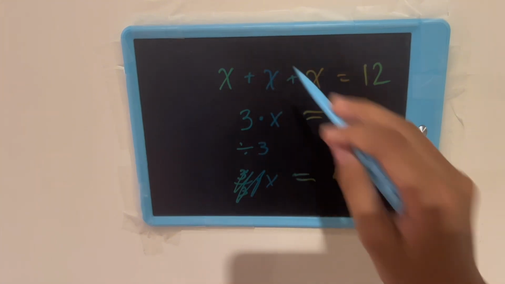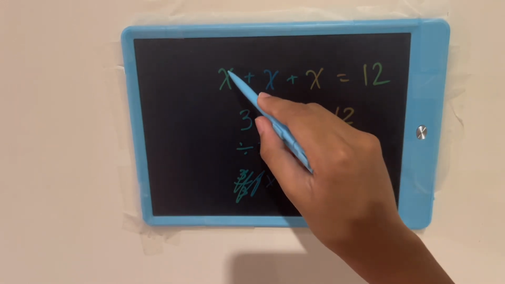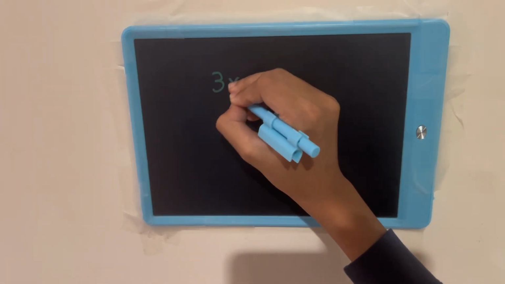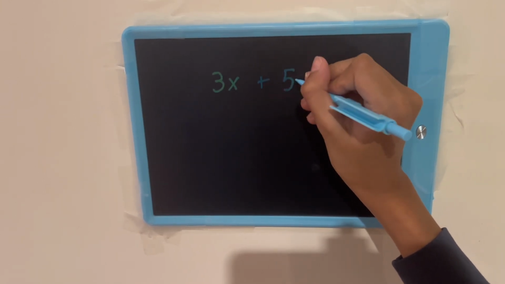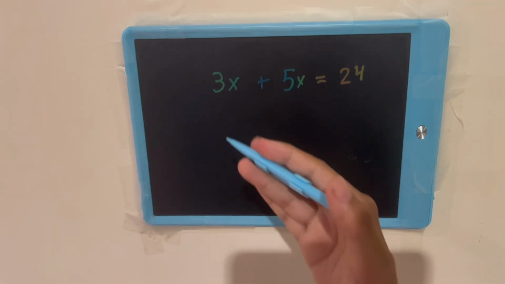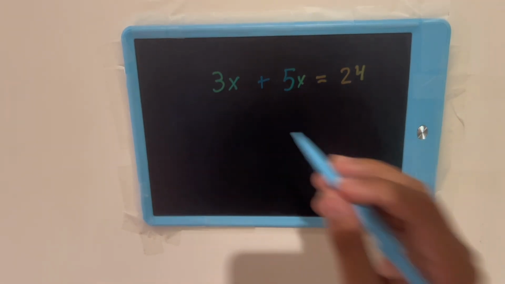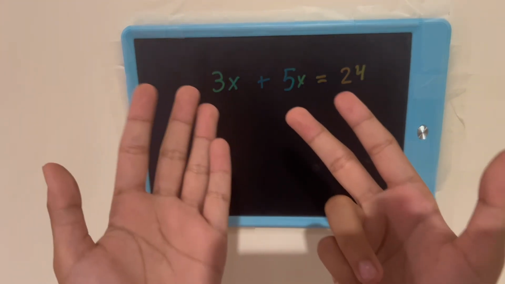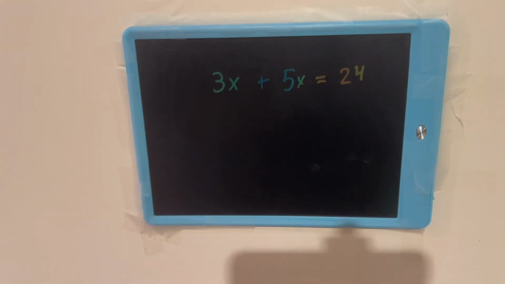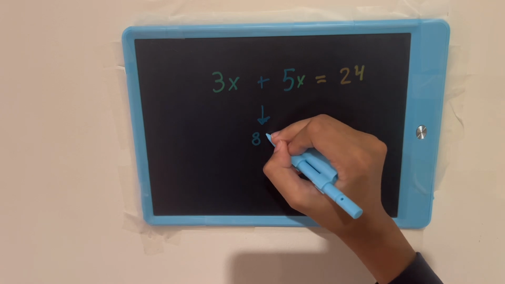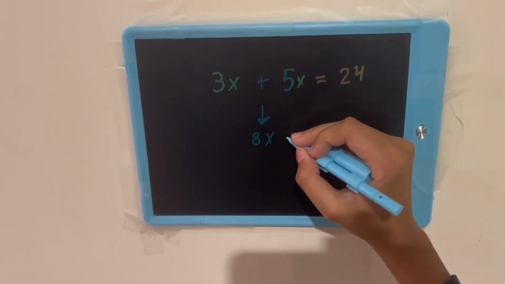And we can double check this by plugging in 4 for x. So 4 plus 4 plus 4 is 12. So we were correct. Now let's solve this. 3x plus 5x equals 24. The first thing we can do is simplify this. 3x plus 5x is the same thing as 8x, because if we're adding 3 x's and 5 x's, you get 8 x's. So we can simplify this to 8x. So we get 8x equals 24.